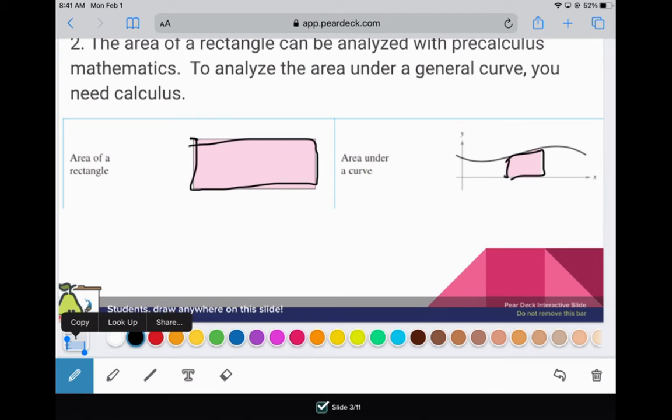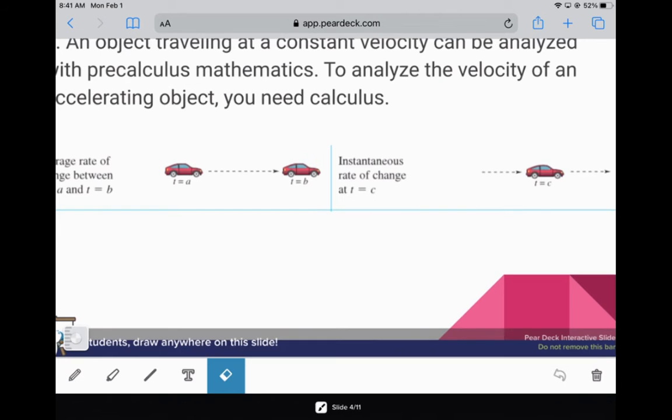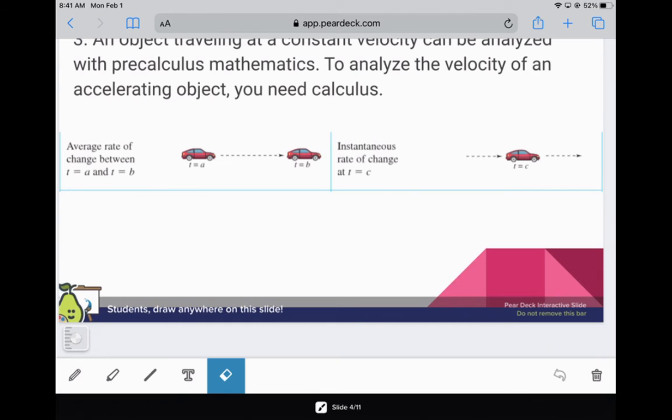Because now I'm like, what is this shape? It's kind of sort of like a rectangle. It looks like a trapezoid. It may not be, right? So we have to figure out another way to learn how to find the area. So that's the difference. Another thing that we talk about is the average rate of change.